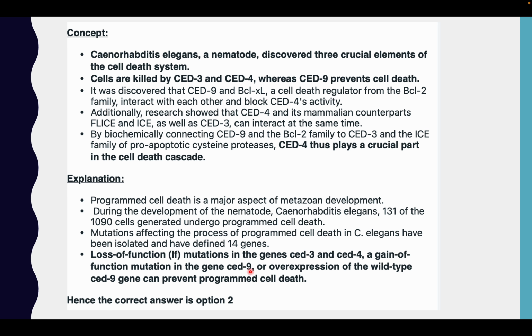So loss of function of CED9, or it will be gain of function of CED3 and 4. As it is saying that it can prevent programmed cell death, so loss of function of CED3 and 4 and gain of function of CED9 can prevent programmed cell death, and vice versa. If it is saying which promotes programmed cell death or promotes apoptosis, so it will be gain of function of CED3 and 4 and loss of function of CED9. Now clear to all this?